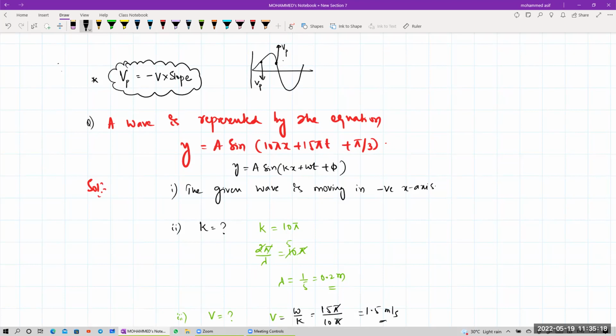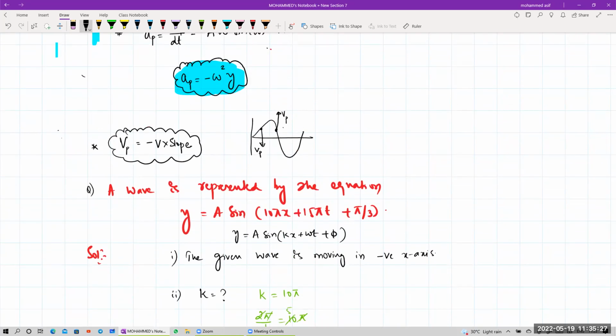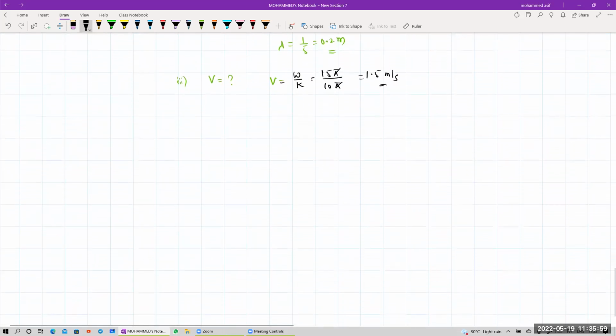Yes, sir. Any doubt in this one? Sir, but cos graph is... This graph is coming down. Here the velocity of the particle will be up. Here also the slope is down, so the velocity of the particle will be up. If I take the particle here where the slope is increasing, the velocity of the particle will be down. Here also the slope is increasing, so the velocity of the particle will be down. Okay. Any doubt? No, sir. Chalo. Next one.